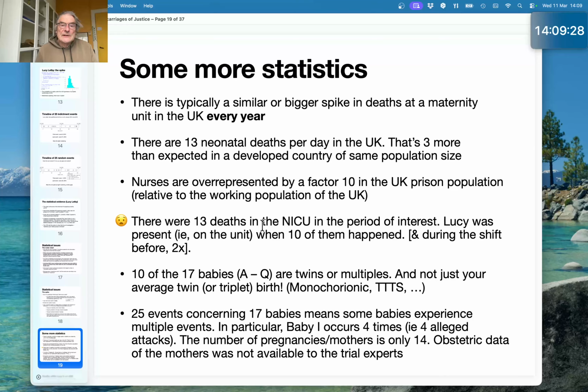Right, yes, but what about this one? These numbers may be off by one or so, but let's just take them as they are for the moment. There were 13 deaths in a neonatal intensive care unit in the period of interest. Lucy was present when 10 of them happened. Of course, yet more during the shift before, but I'm going to focus on the fact which is often mentioned on Twitter and elsewhere on social media. Lucy was present at almost all of the deaths on the neonatal intensive care unit.